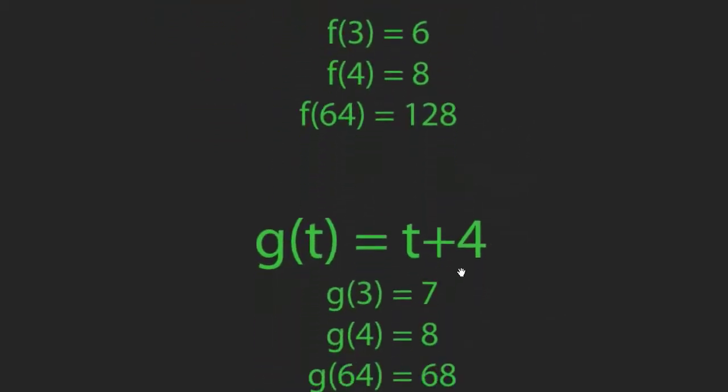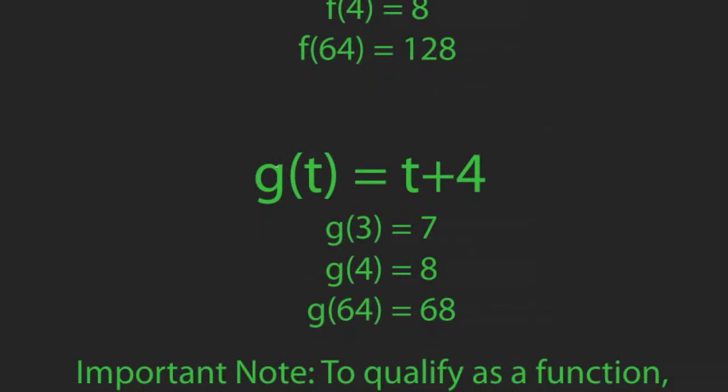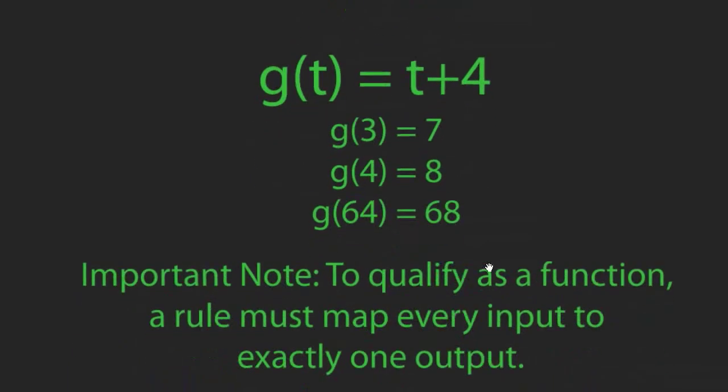Let's look at another example. Here the name is g, so it's g of t equals t plus 4. So again, the parameter is not really important, it's kind of arbitrary what you choose that to be. Often t is used if you're talking about time, but it doesn't have to mean that. It can really mean anything. So g of 3 would be 7 because it would be 3 plus 4 makes 7. G of 4 is 8. G of 64 is 68. You see how that works as a function.